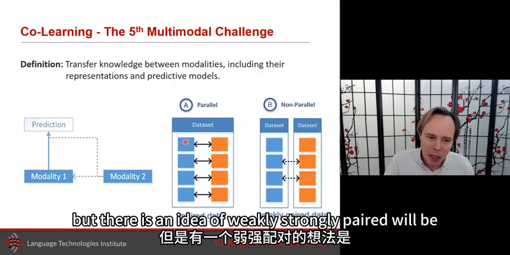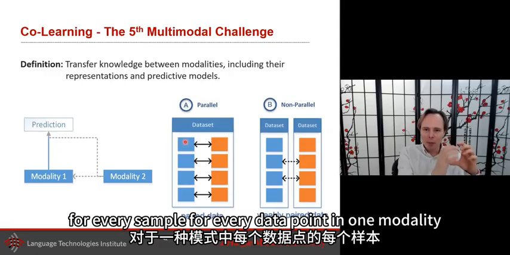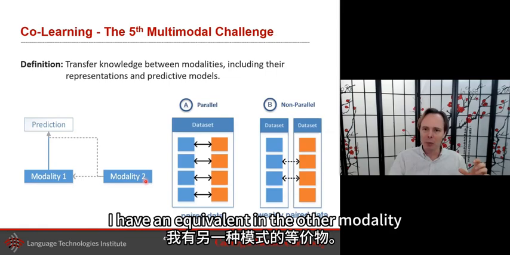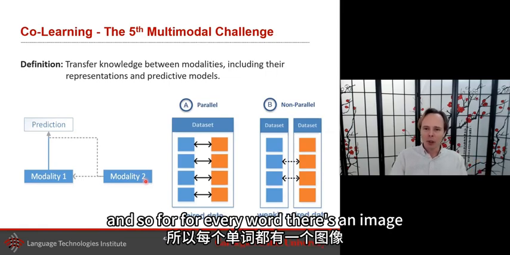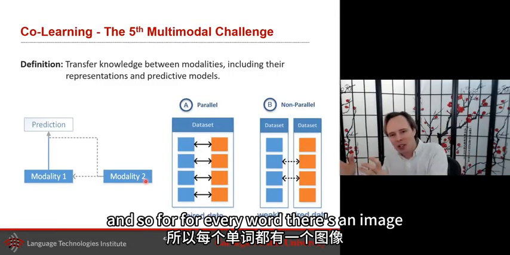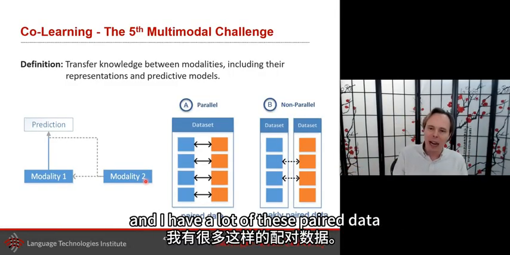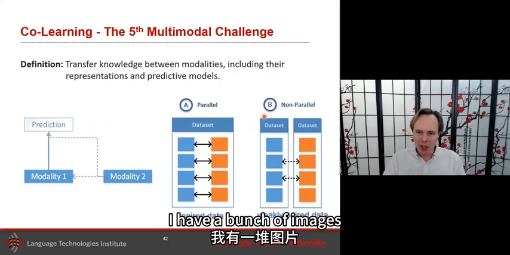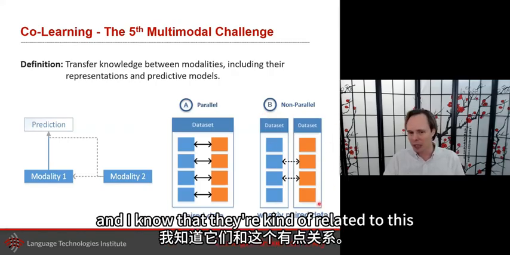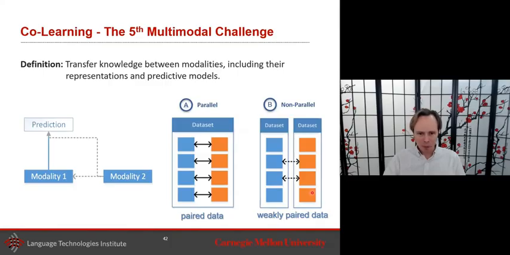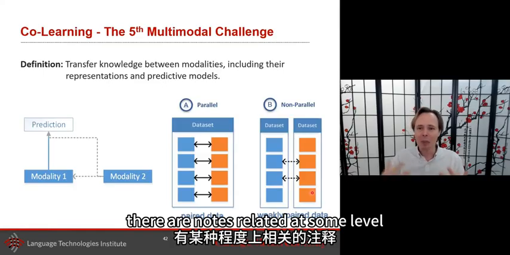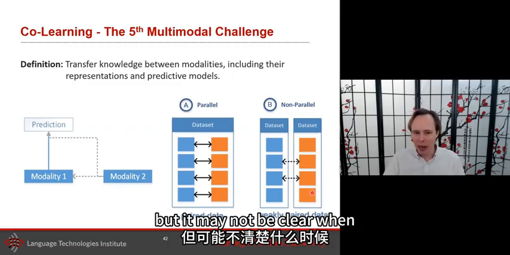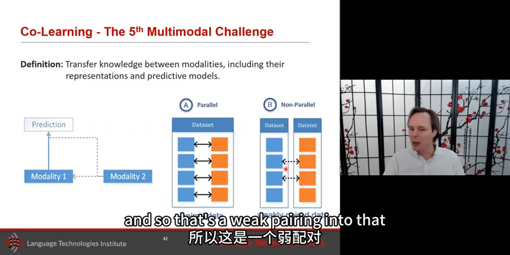Strongly paired is when, for every data point in one modality, I have an equivalent in the other modality. So for every word, there's an image, and I have a lot of this paired data. Weakly paired is when I have a bunch of images, and I know that they're kind of related to this bunch of words. I know that's related at some level, but it may not be clear when. So that's a weak pairing.